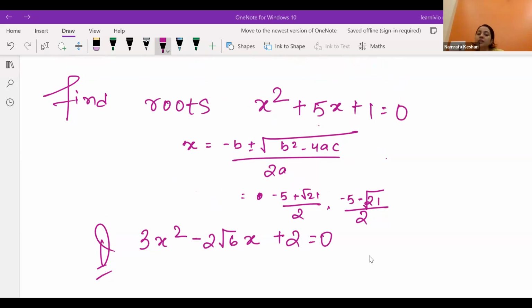Are you doing the next one? What are you getting? X values.